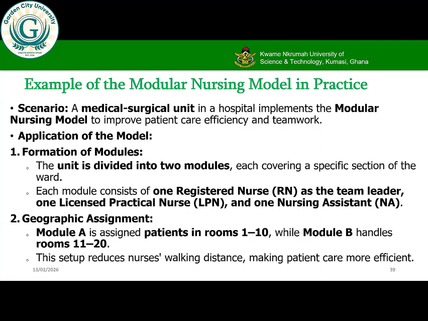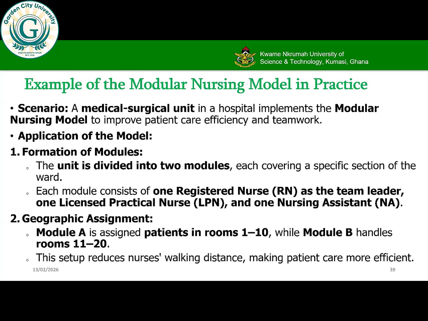So geographic assignment, the module A. As I said, we have two teams, two models. So model A is assigned patients in room 1 to 10. Yes, so we create that model. Then module B handles room 11 to 20, if you have that, and we have labeled it that way. So we divide them into two models. So with geographic areas, each has its own unit or model.